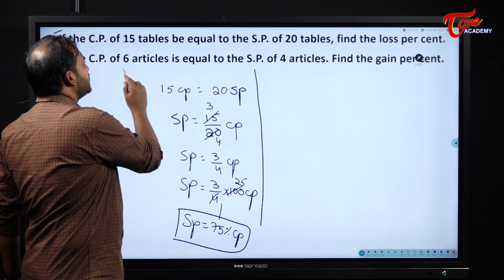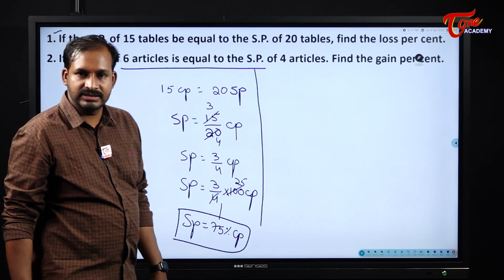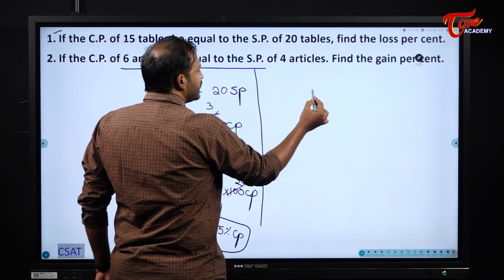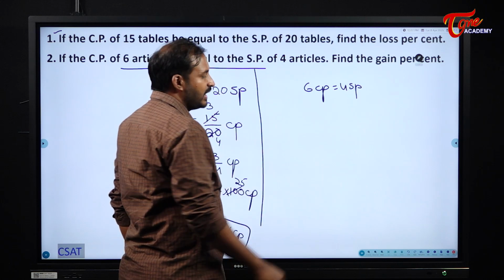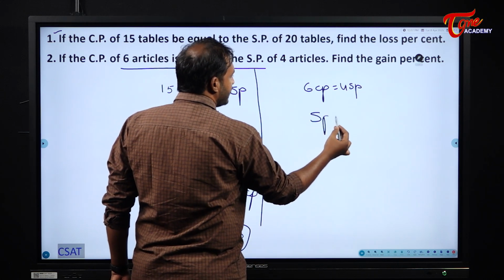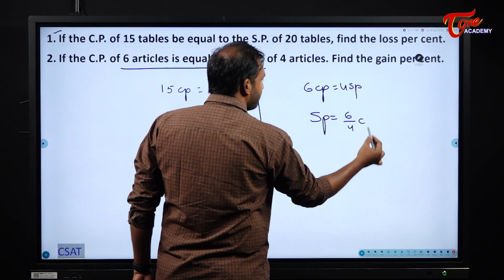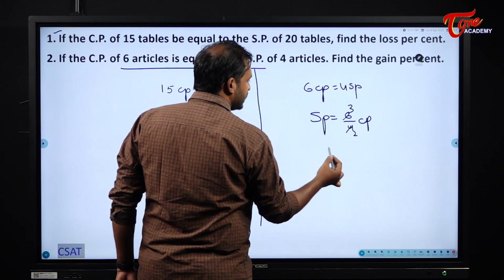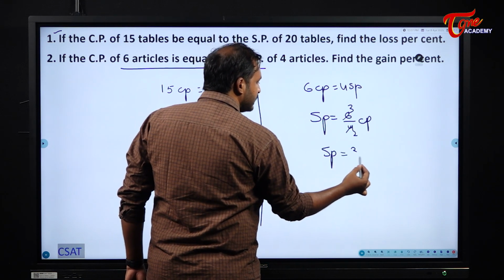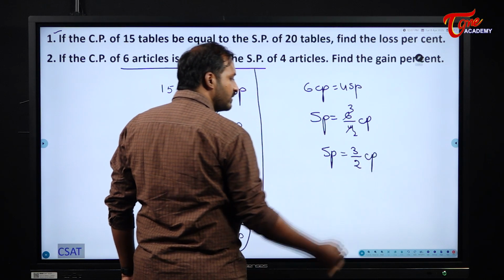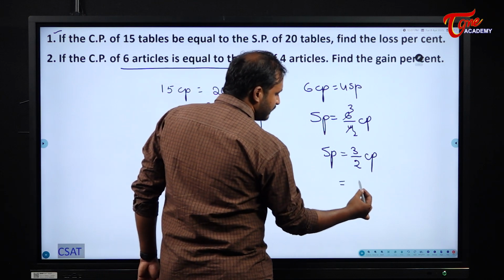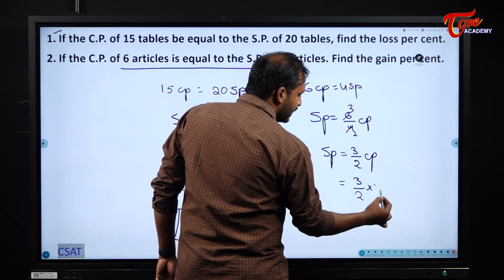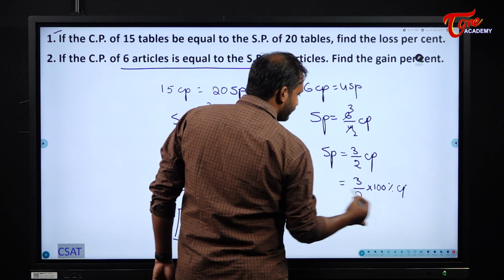If the CP of 6 articles is equal to the SP of 4 articles, that means 6 CP is equal to 4 SP. And here I need to write SP in terms of CP. So 6 by 4 CP. 3 times and 2 times. So the SP value will become 3 by 2 CP. If you know it, well and good. If not, 3 by 2 means 150%, or 3 by 2 into 100% of CP.